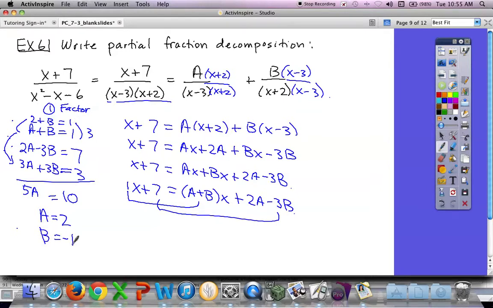So the right numbers, when we made our partial fractions here, it should have been a 2 here, and it should have been a -1 here. And that is what we got. That was correct.